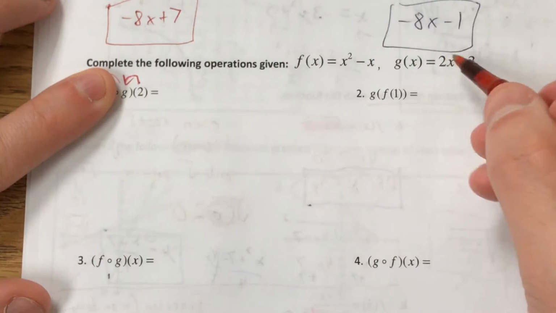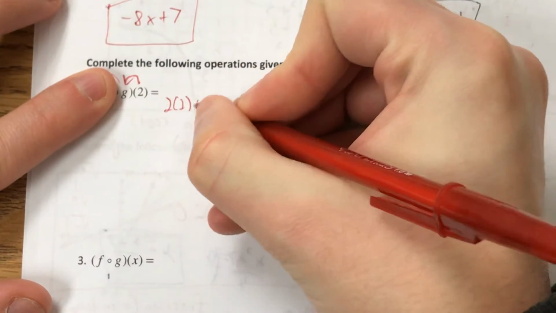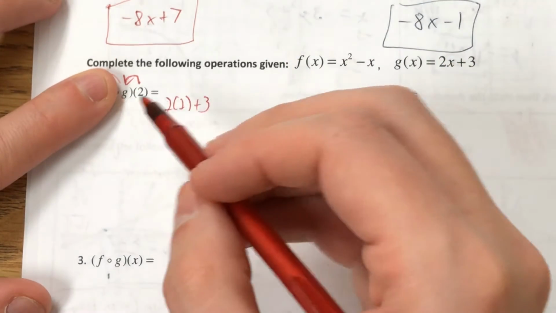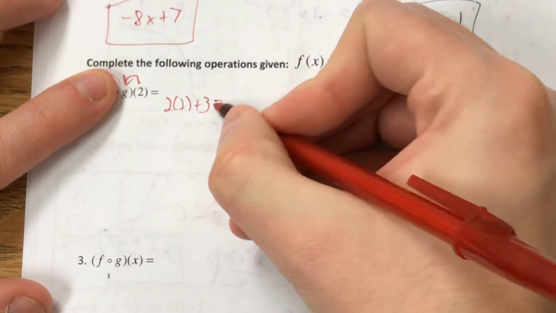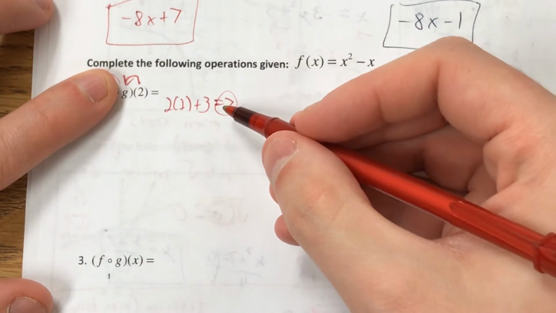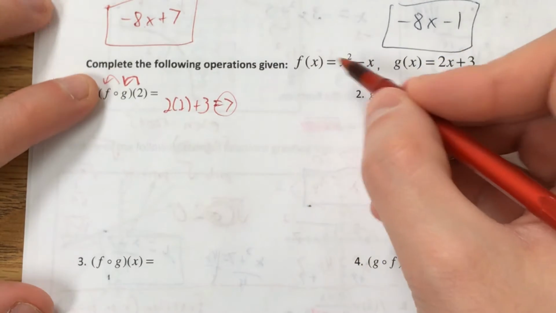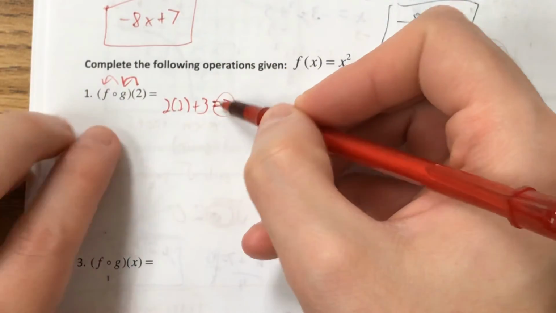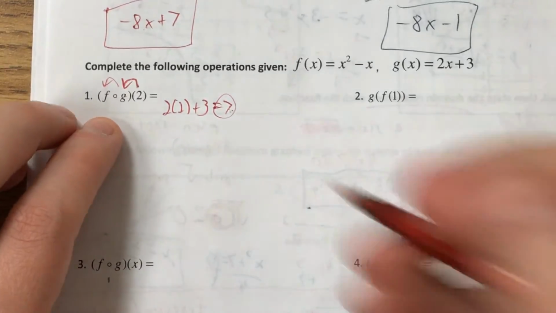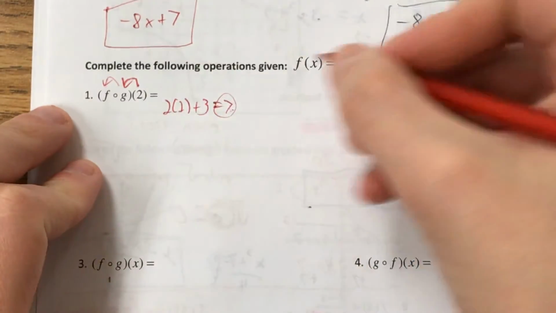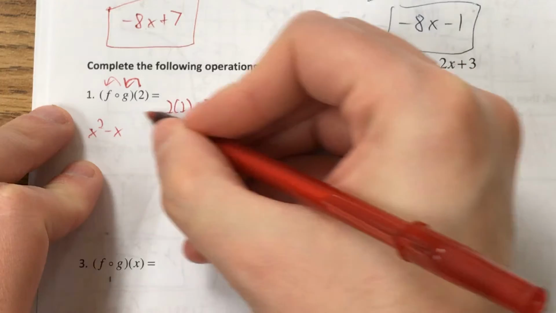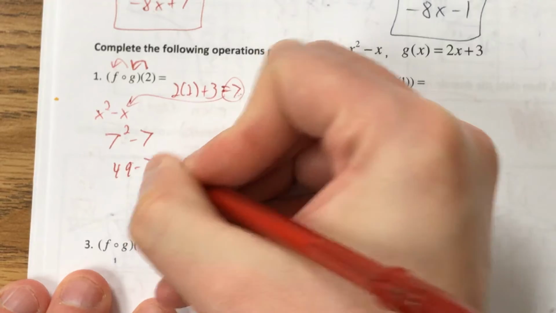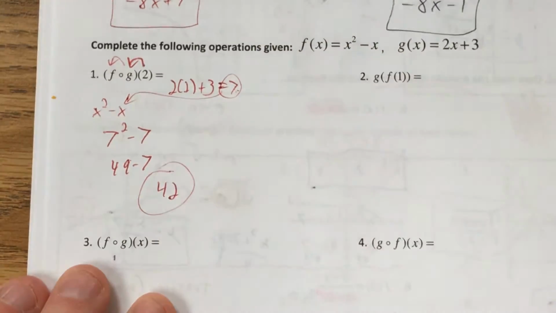If you plug 2 into g, that would be 4 plus 3 is 7, right? And 7 is what you then plug into f, the next letter. So you plug 2 into g, you got 7, you take 7, and you plug it into f, which is x squared minus x. So you get 7 squared minus 7, which is 49 minus 7, which is the answer to everything, 42.